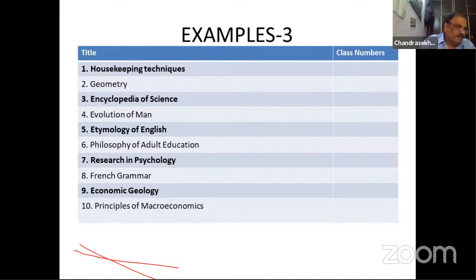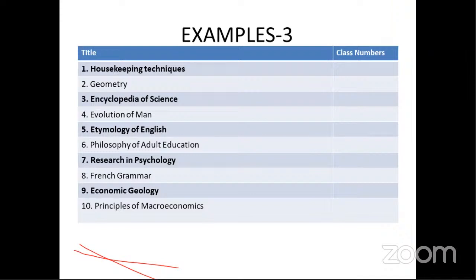So 576.8. That's why I'm telling you, you give the number first from the summary, then go to the schedules and verify if there is any specific number there. Then, etymology of English.